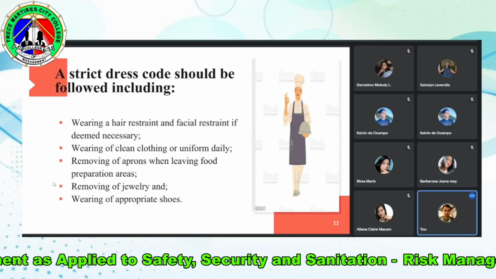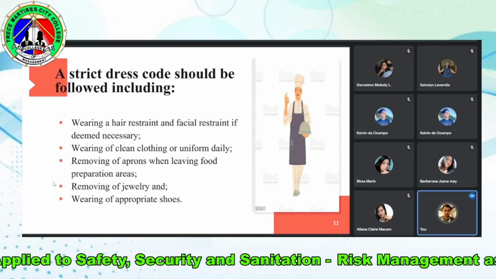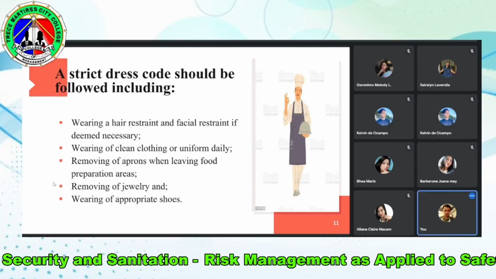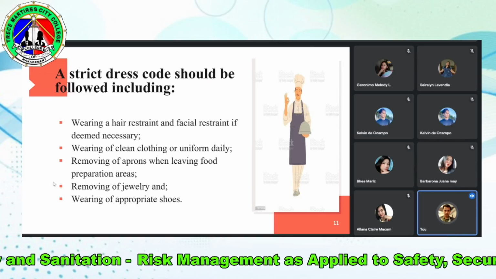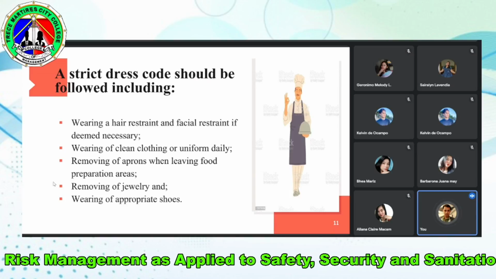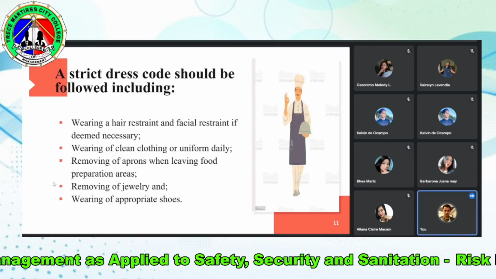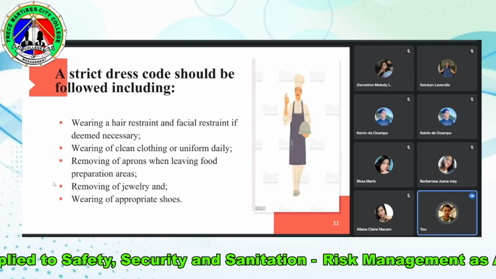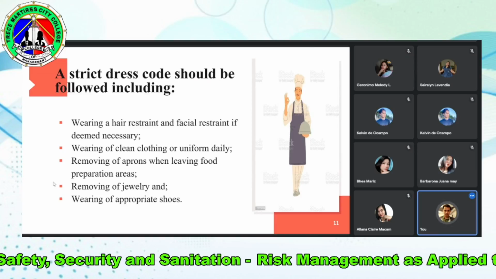And sa damit naman din, ganun din, same thing. For the safety din, para nakatago yung kilikili natin, pag pinawisan tayo, sa damit lang pupunta, no? At saka, everyday natin siyang pinapalitan para hindi mag-accumulate ng microorganism or ng bacteria.